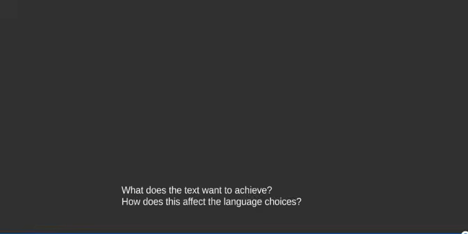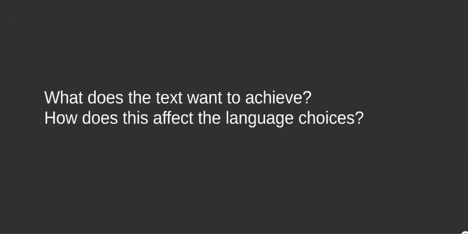And finally, the P in GRASP stands for purpose. All texts are written for a reason, such as to inform or persuade, instruct, entertain, and texts can have a primary, secondary, tertiary, or even dual purposes, or a combination. So don't think, particularly at A-level, it's as simple as, this is the one purpose of a text. You can ask yourself, what does the text want to achieve and how does this affect the language choices?